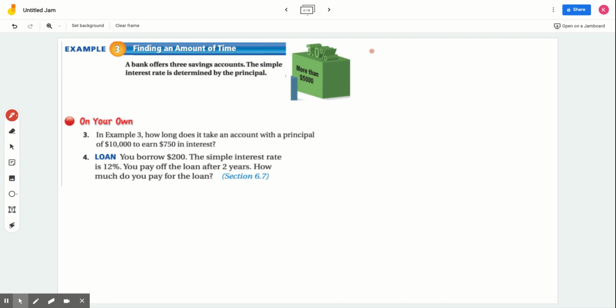So we can set up our equation using our I equals PRT. We know that the interest needs to be equal to $750. We know that our principal is $10,000. We know that our rate is 0.03. Remember, you're changing that percent to a decimal. How long does it take? That's telling us we're looking to find the time.